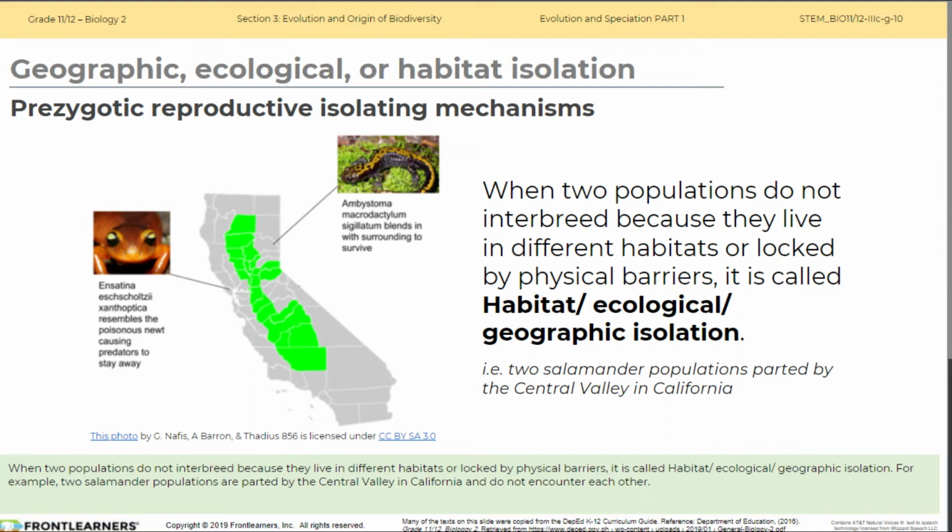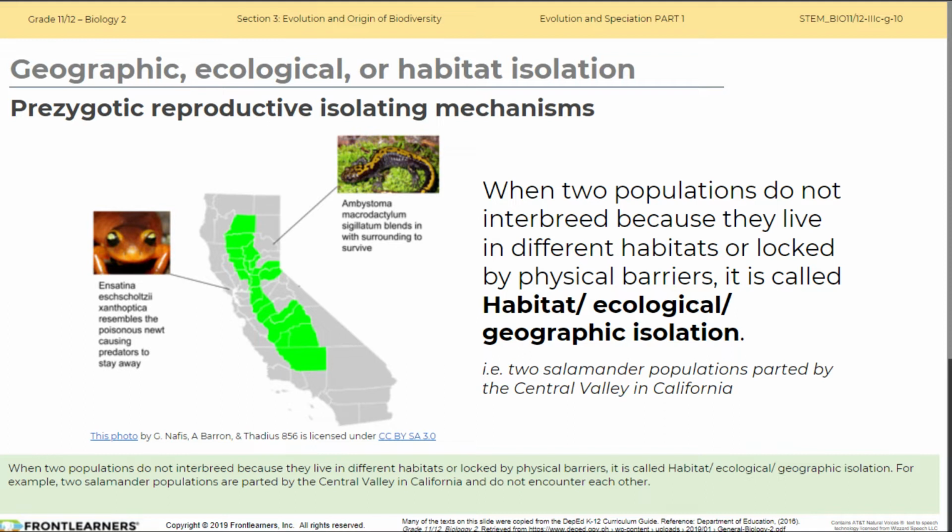geographic, ecological, or habitat isolation. Sabi, when two populations do not interbreed because they live in different habitats or are separated by physical barriers, it is called habitat or ecological geographic isolation. Yan. Sabi dito, there are 2 salamander populations parted by the Central Valley in California.